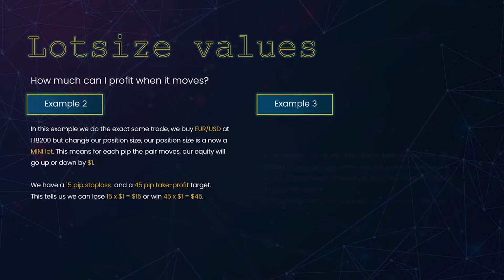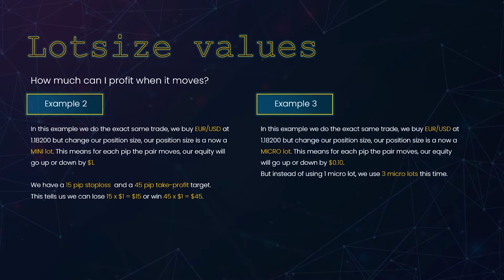Example 3. In this example, we do exactly the same trade again. We buy EUR/USD at 1.18200, but we change our position size. Our position size is now a micro lot. This means for each pip the pair moves, our equity will go up or down by 10 cents. But to mix things up a little, instead of using one micro lot, we use 3 micro lots.